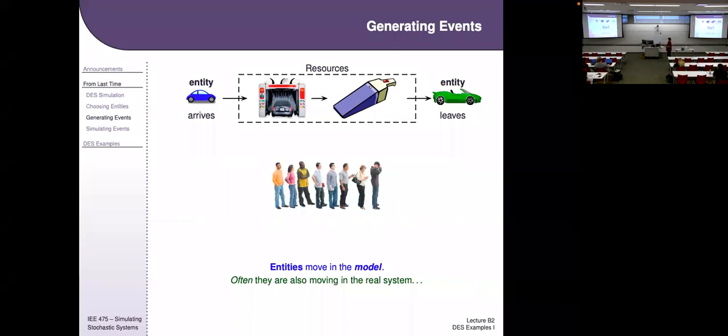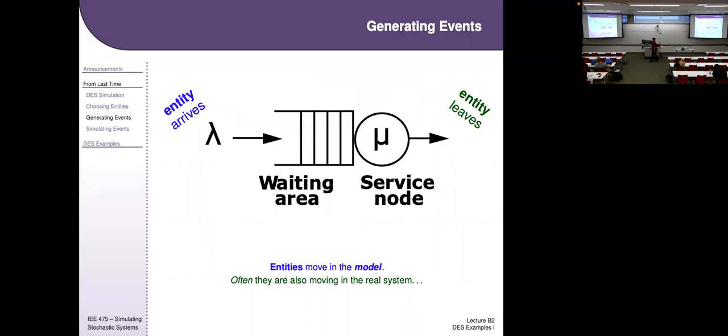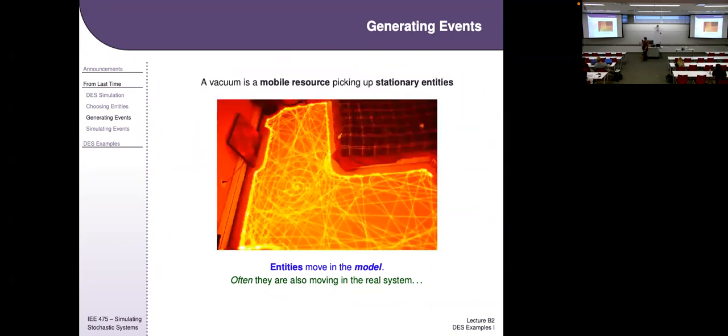All right, so entities move in the model. They are usually moving in the real system, like cars going into car washes, customers going into banks, etc. It's not always the case though. Or generically, entities arriving into queues and servers, again, like a bank example. Not always the case though.